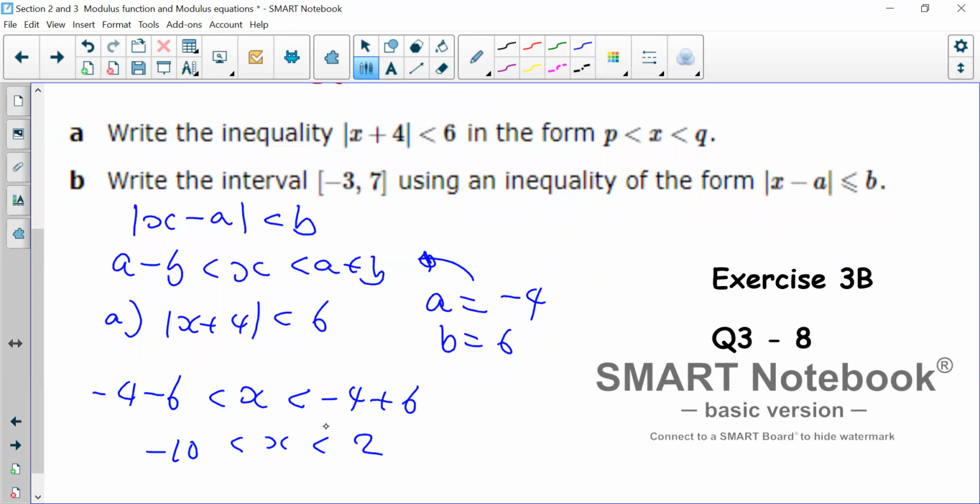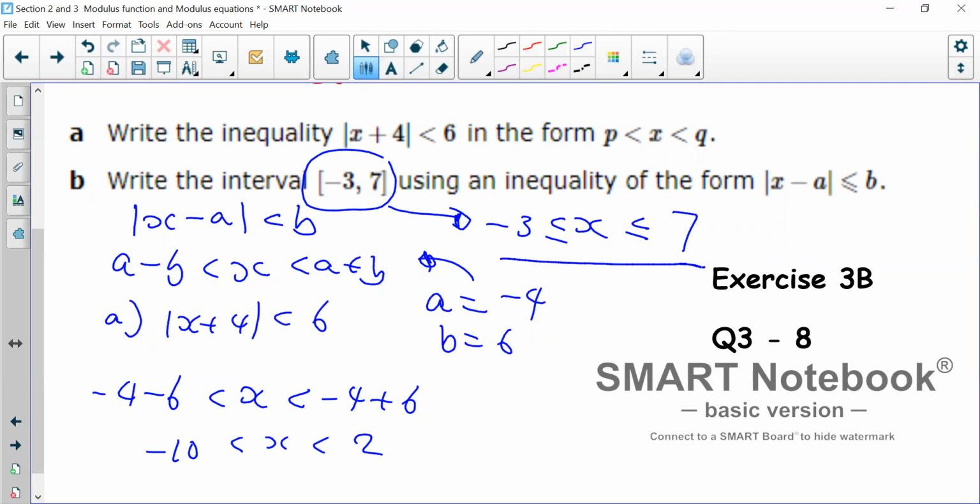And finally, write the interval minus 3, 7. So this is a quick recap of your interval notation. Minus 3, 7 with a square bracket means your inequality has to start at minus 3, including minus 3, and then stop at 7 and including 7.